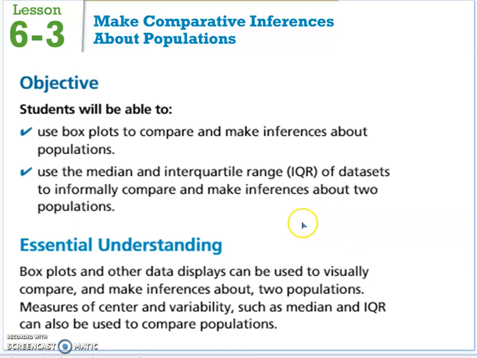All right, so here's lesson 3, make comparative inferences about populations. We're still working with box plots, we're still making inferences using our data. We're going to talk more about the mean and what's called the IQR, the interquartile range. We're going to be comparing data sets, okay? So that's the objectives with this lesson.